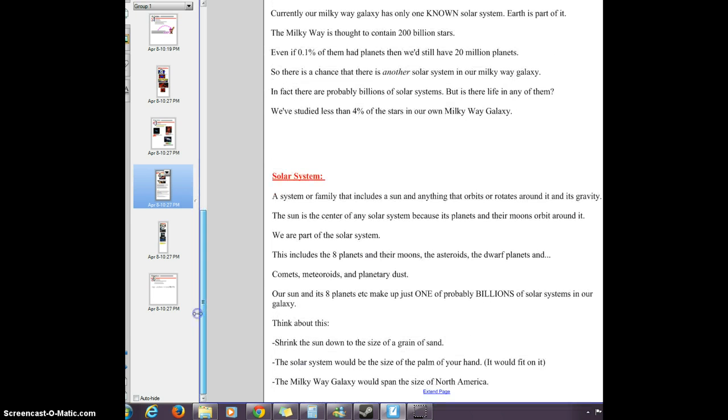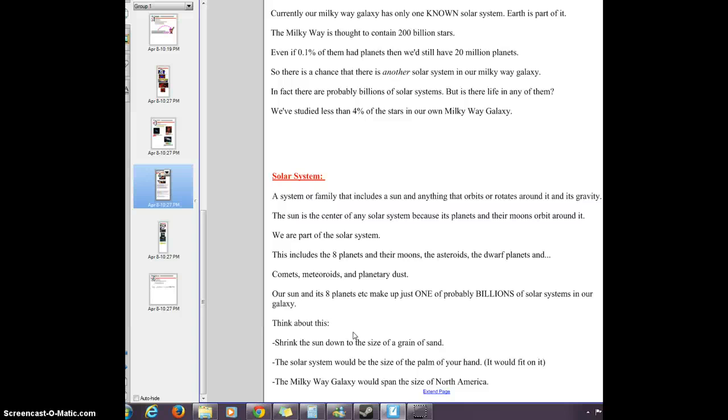And finally, think about this. If you were to shrink the sun down to the size of a grain of sand, the solar system would be like the palm of your hand. So imagine the sun as a grain of sand. Your palm would be the solar system. It would fit on it.